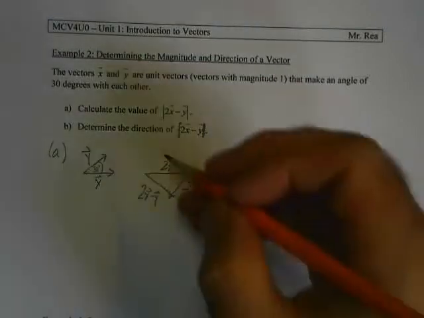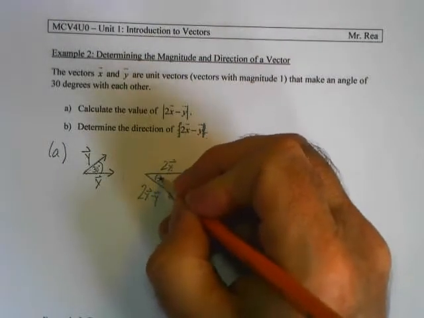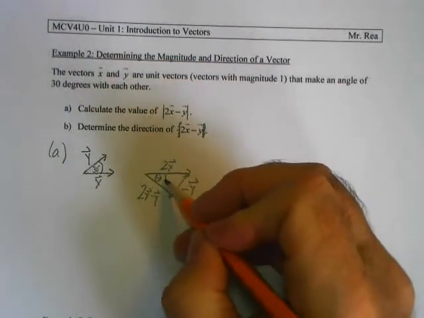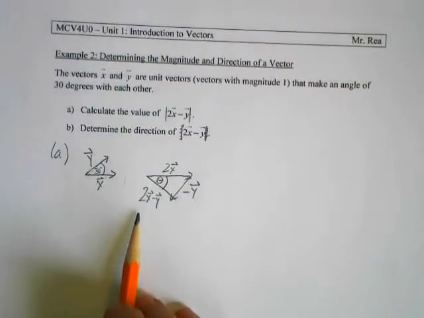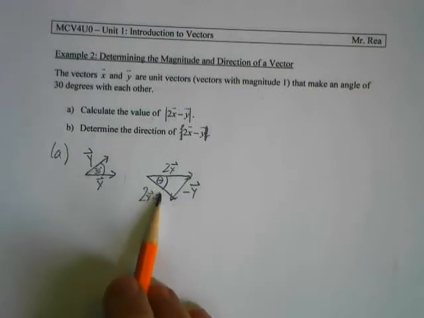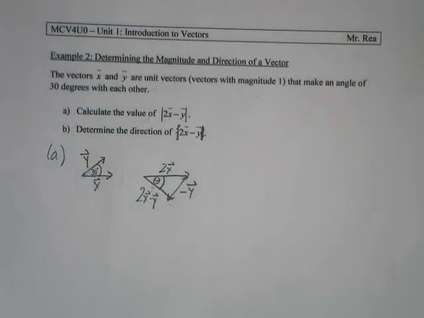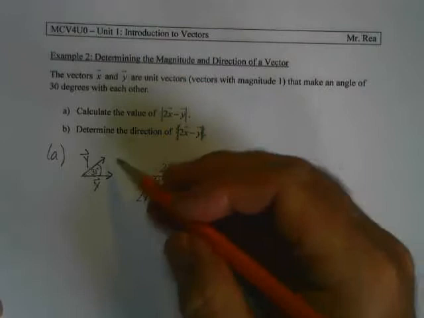And the angle that they make, well, we don't know what it is, and that's one of the things we're going to be tasked to find here. So that angle theta will tell us the position of vector 2x minus y in relation to the vector x or 2x.